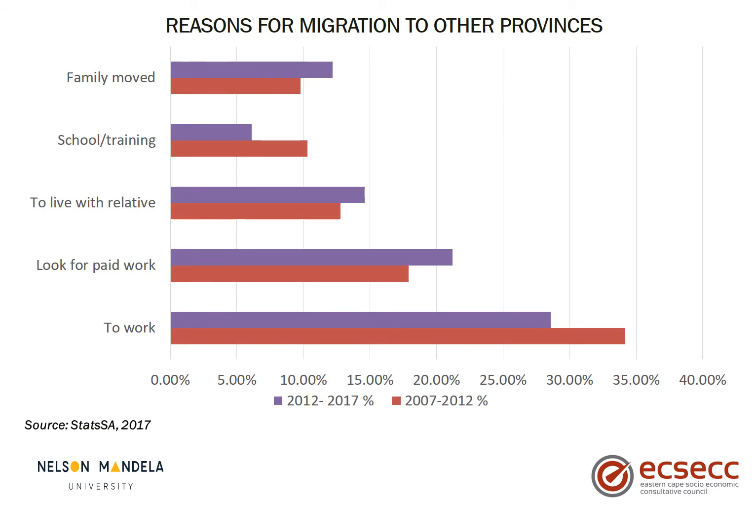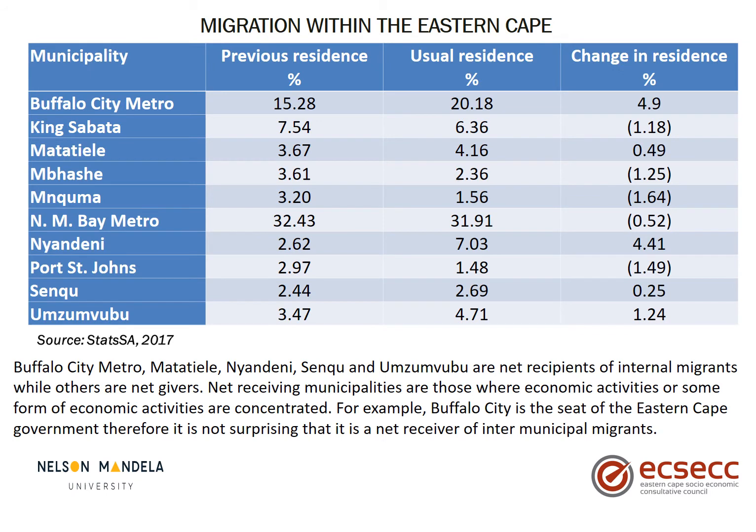Now, why do migrants move? Mainly to work, to look for paid work, to live with a relative, to attend school, or they move as a result of the family moving to other regions. Now, what about migration within the Eastern Cape? There's also migration within the Eastern Cape. Like we can see here, Buffalo City Metro, Matatiele, Engcobo, Senqu, and Umzimvubu.